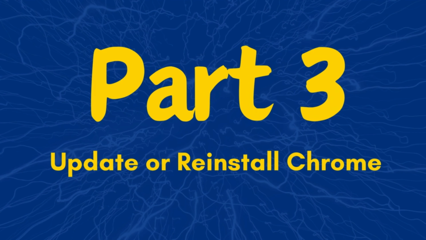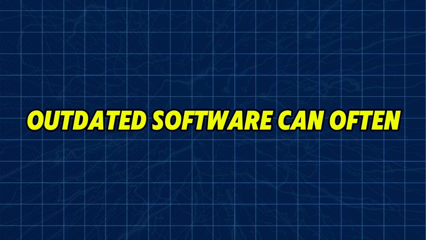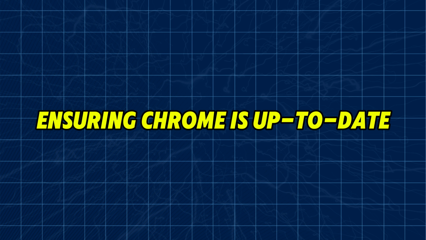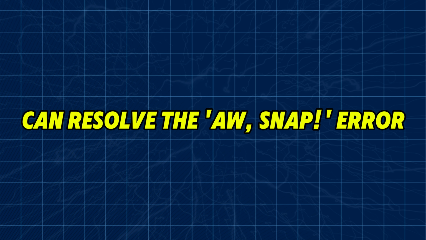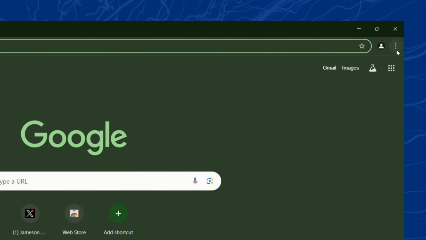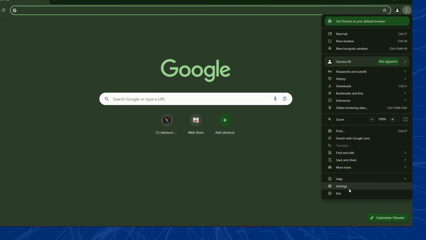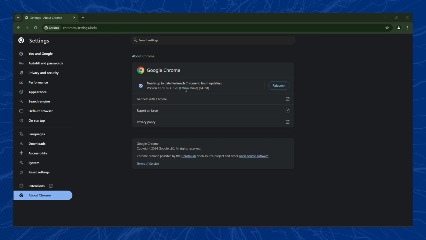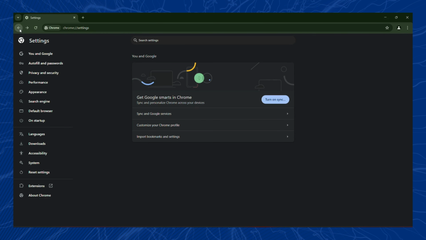Part 3. Update or reinstall Chrome. Outdated software can often cause compatibility issues. Ensuring Chrome is up to date can resolve the Aw, Snap error. Go to the three dots in the top right corner, click on Help and then About Google Chrome. Chrome will automatically check for updates and install them.